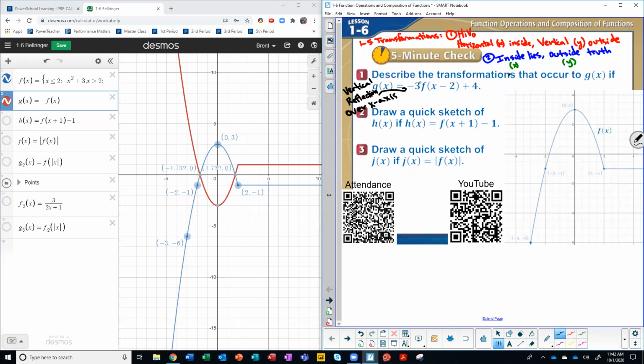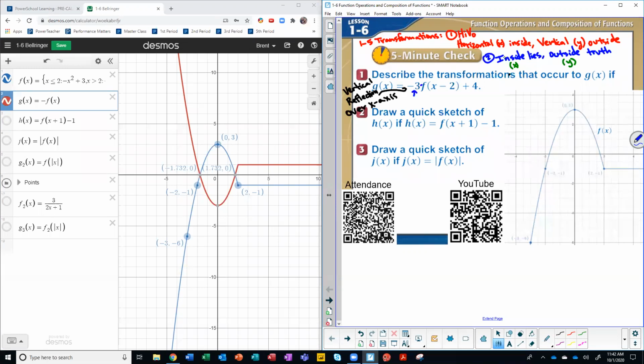The second transformation is that positive 3. And that positive 3, notice, is multiplying. I'm sorry, I shouldn't be saying positive 3, because that's going to confuse you with the negative bit. This 3 by itself, just the 3, is multiplying times f. f is in the place of y. What that is, is a vertical stretch.